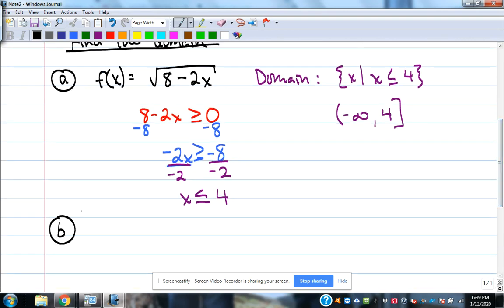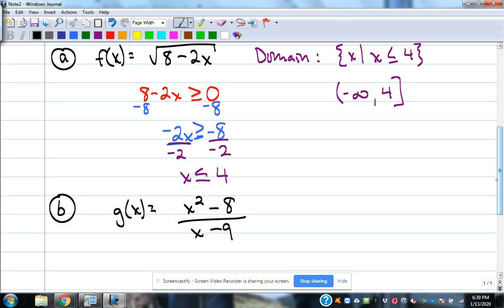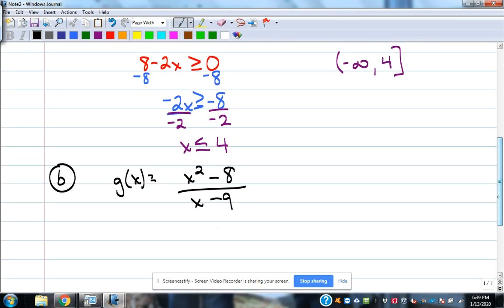Same rules. We're finding the domain. Let's say we had g of x is equal to x squared minus 8 over x minus 9. Something like that. There is a division by a variable. That x minus 9 is in the denominator because that has a variable in it.